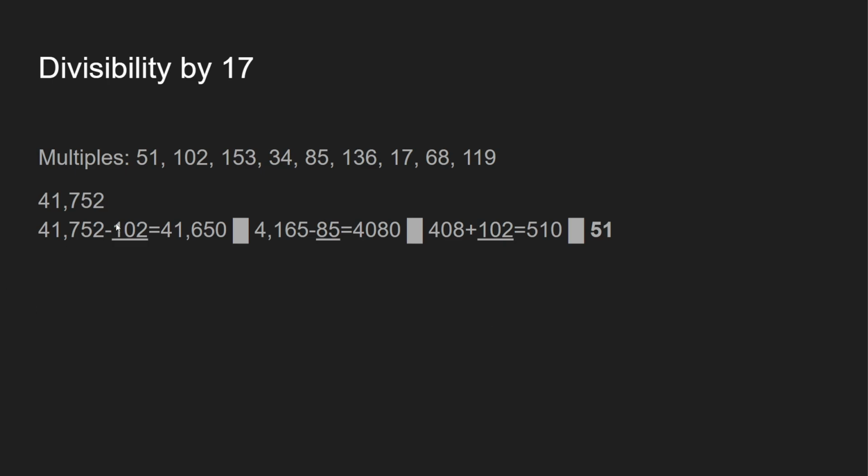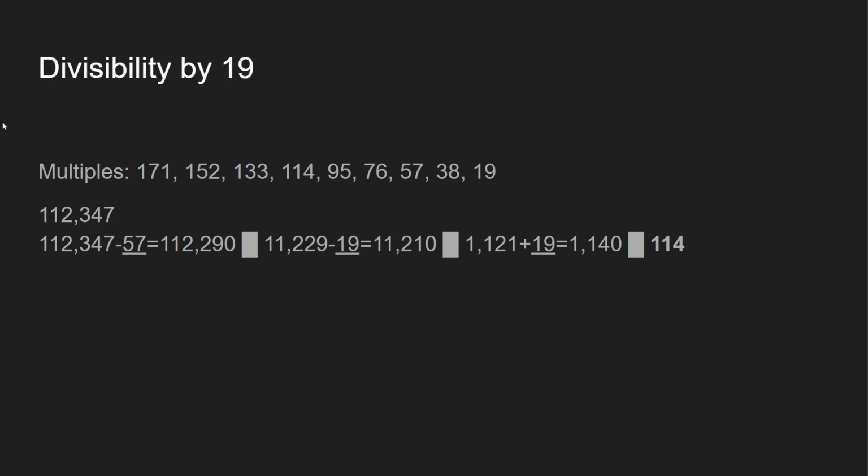Divisibility by 17. Again, we take the multiples 51, 102, 153, 34, 85, 136, 17, 68, 119, and then we subtract or add to get to the point where we have a number that is recognizably divisible by 17. Ideally, one of these numbers here. So for 41,252, subtract 102, 41,650. Turn this into 4,165, subtract 85 for 4080, add 102 for 510, that'll give us 51.